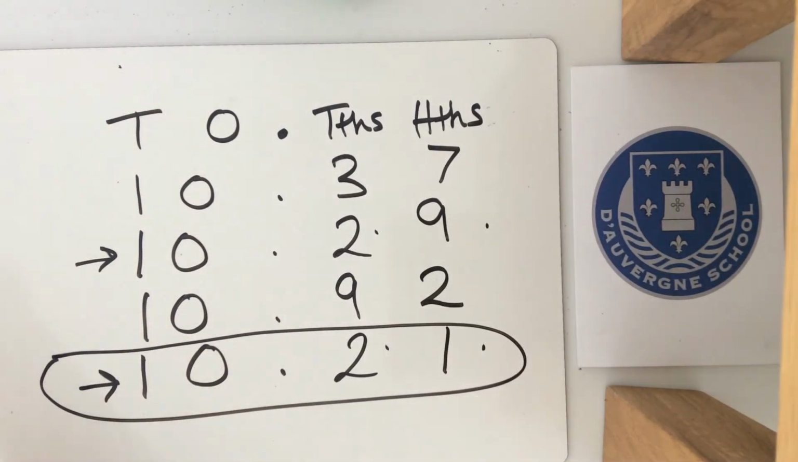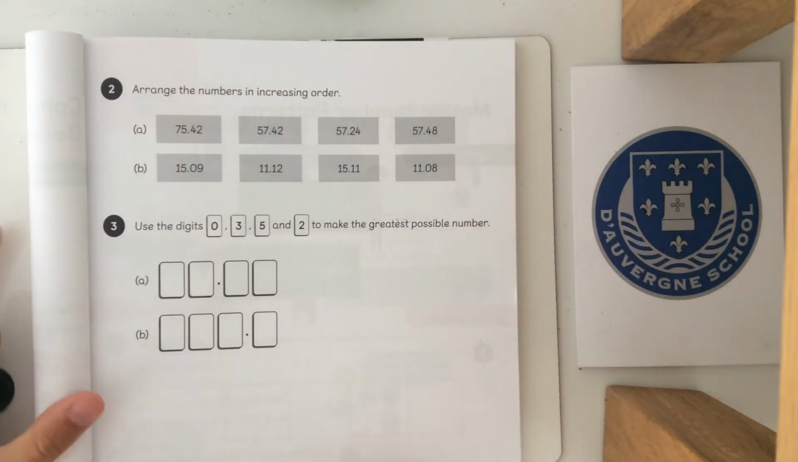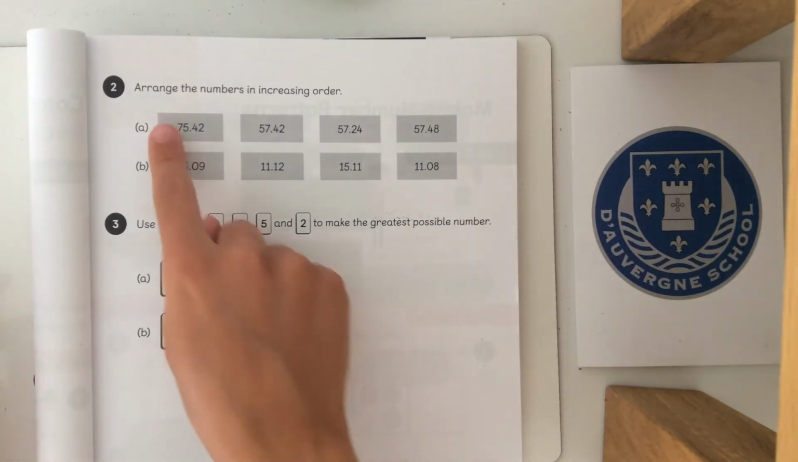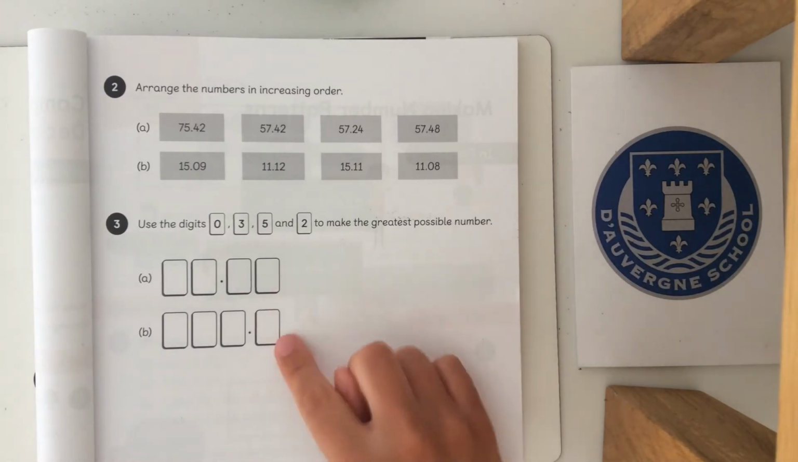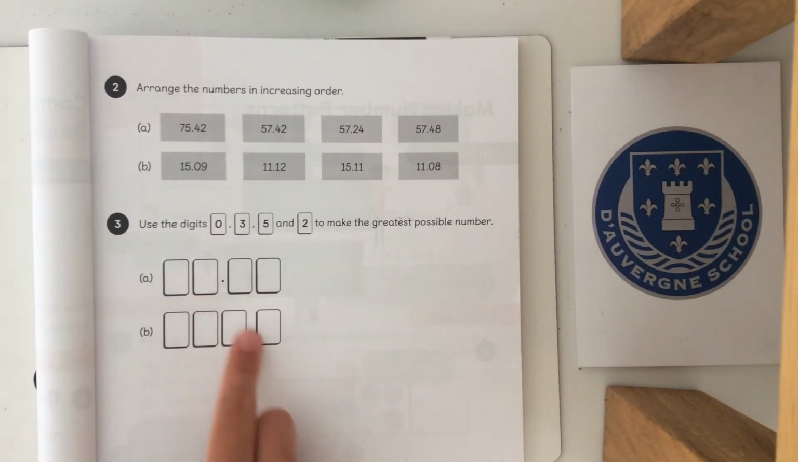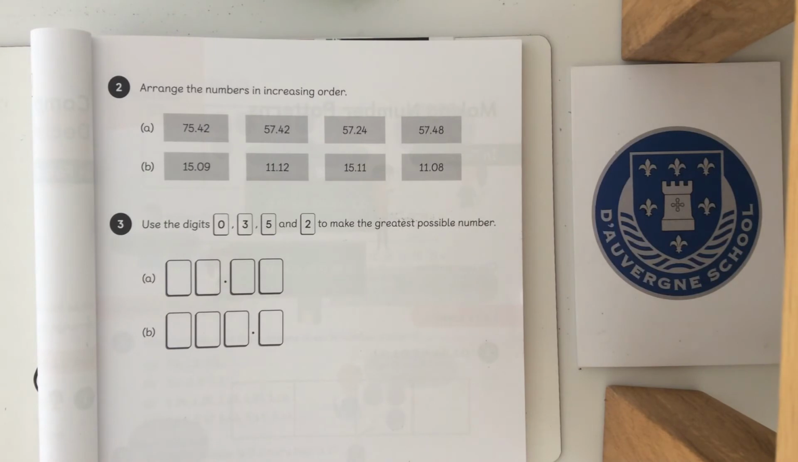Okay. Question 2, arrange the numbers in increasing order. Okay, we've got 2 questions there. And then for question 3, use the digits 0, 3, 5 and 2 to make the greatest number possible. And they want you to make 2 numbers, but the difference is the decimal point is in a different place. Okay. Pause the video now whilst you give those a go, and then we'll go through the answers.